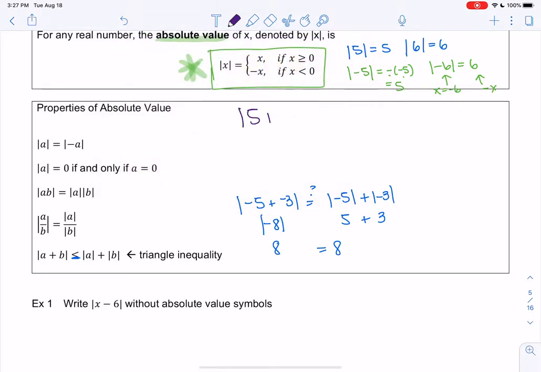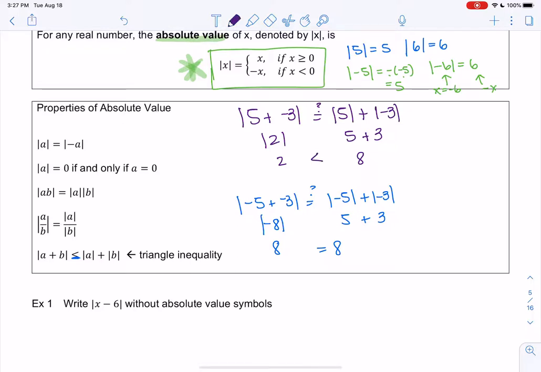So let's try 5 plus negative 3. Is that the same as the absolute value of 5 plus the absolute value of 3? So on the left side, 5 plus negative 3 is 2, so the absolute value of 2, which is 2. And then on the right side, we get 5, and we get 3, and we get 8. So this one fits the less than case.